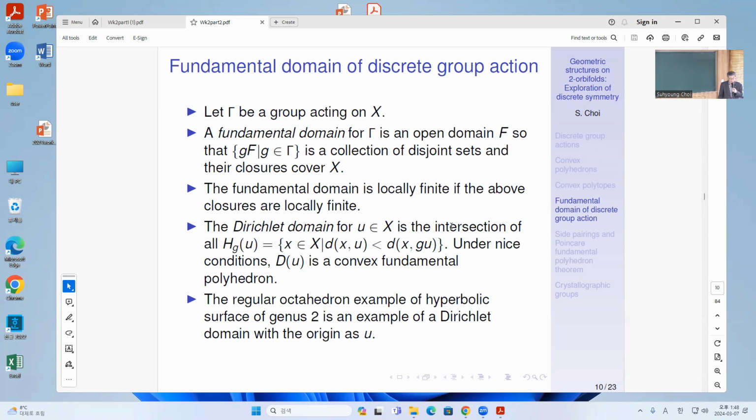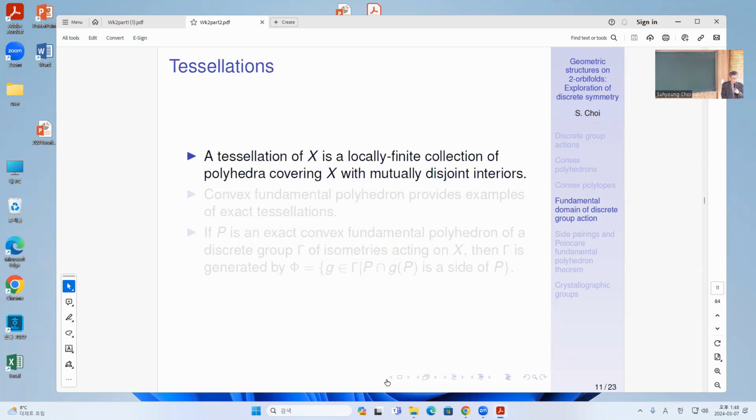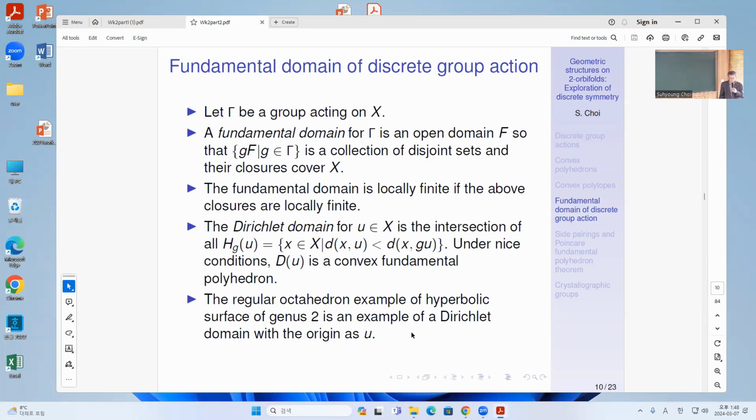Of course, this is related to Delaunay division from applied mathematics, which is also very useful. Also, the regular octahedron is an example of a surface of genus 2, an example of a Dirichlet domain with origin as U. So if you look at the hyperbolic surface of genus 2, in some cases you take U as the origin, and then you'll get a regular octahedron.